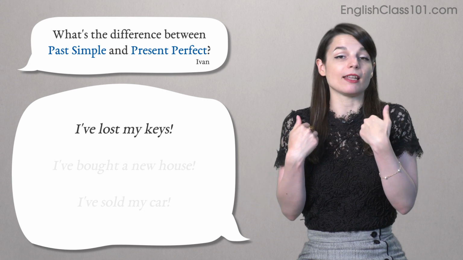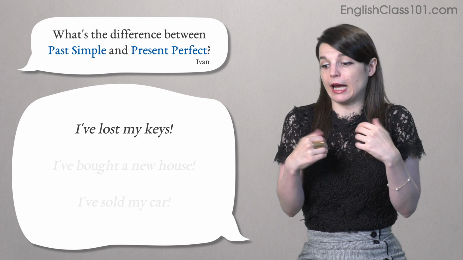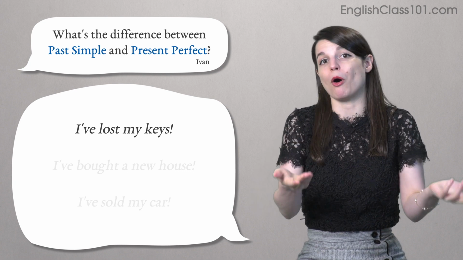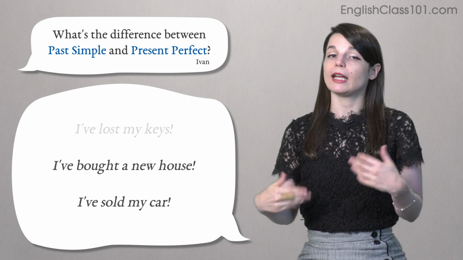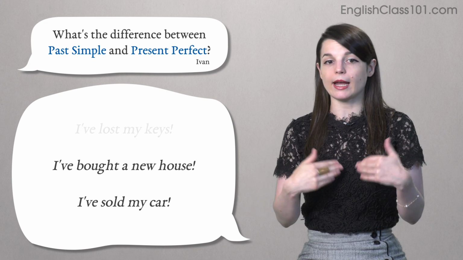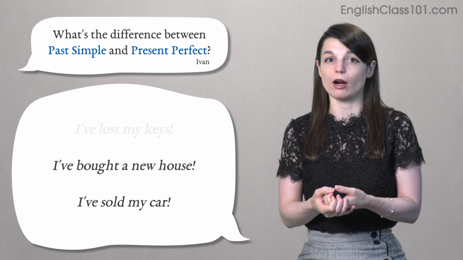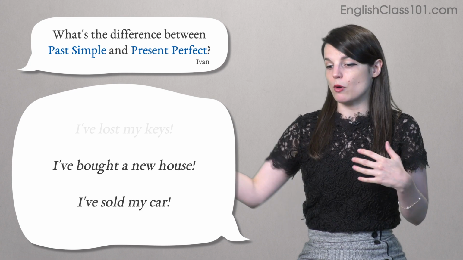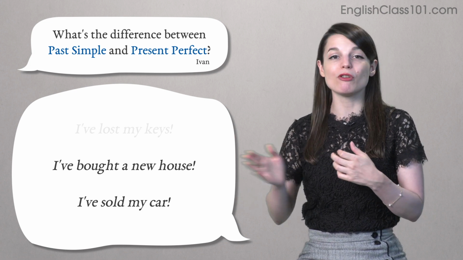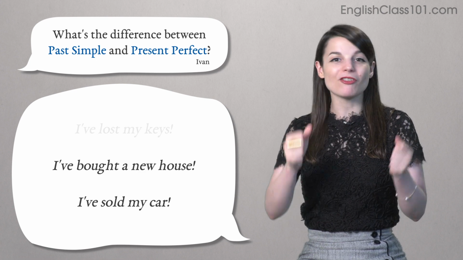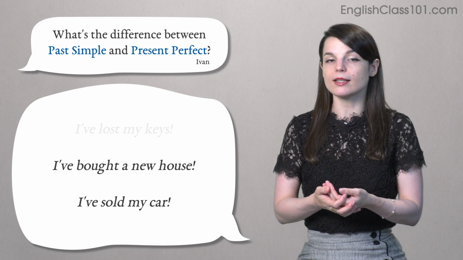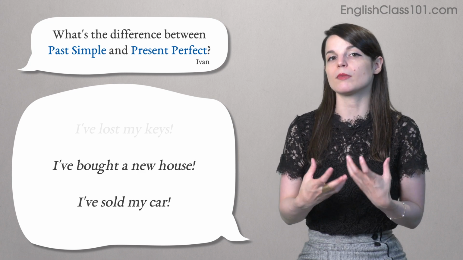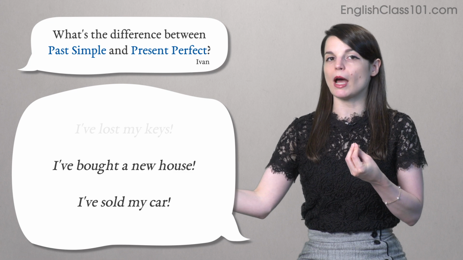I still cannot find my keys. So this is the effect. The negative effect on me right now is like I can't use my car, or maybe I can't go home. Like I have to find my keys. So there's some effect from this past situation, losing your keys. In the other examples, which were like I've bought a house or I've sold my car, maybe the effects are like you have a lot of money, or you have to move to a new house, or now you have a new car that you can use to drive around. So when we use the present perfect tense here, we want to communicate that there's some kind of effect from this past action.